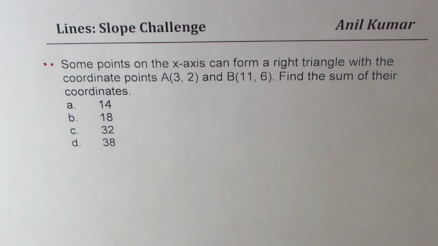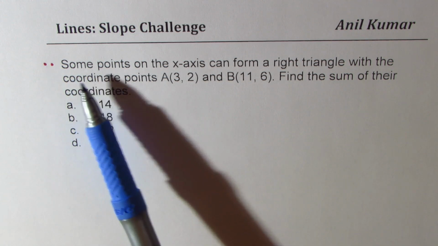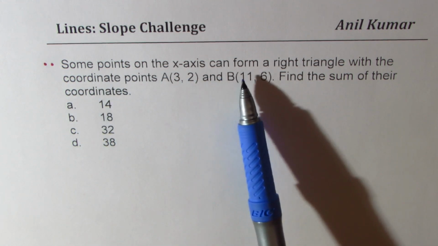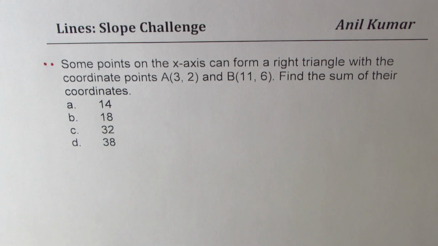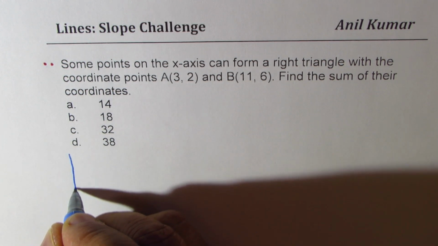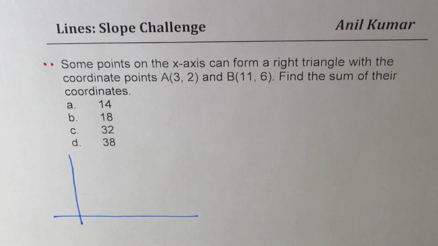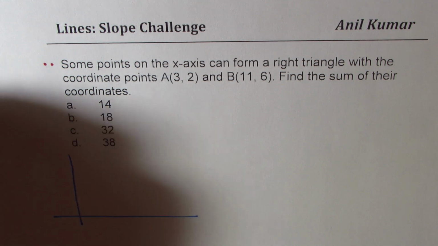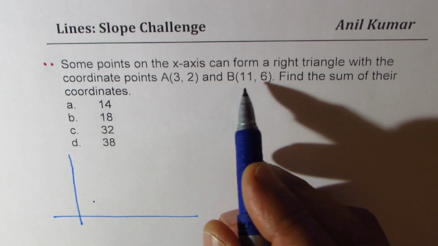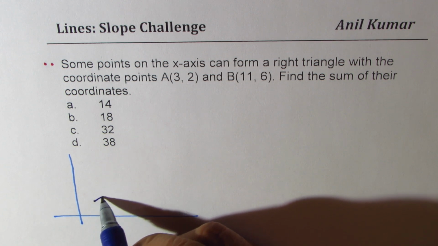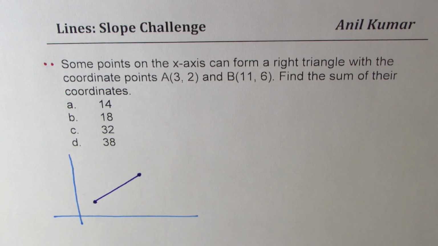We'll begin with the second question, which is some points on the x-axis can form a right triangle with the coordinate points A and B. Find the sum of their coordinates. So let's find these points. Once we find these points, we'll know exactly how many such points exist. So let me draw a line connecting A and B. (3, 2) is somewhere close to the x-axis, and this is far away. So that is the line with which we connect A and B.